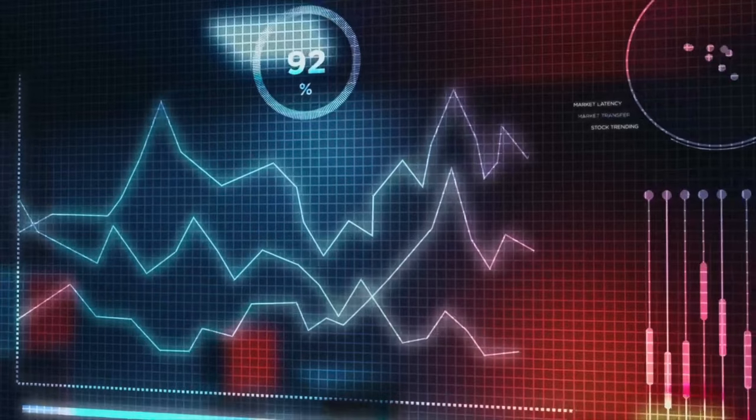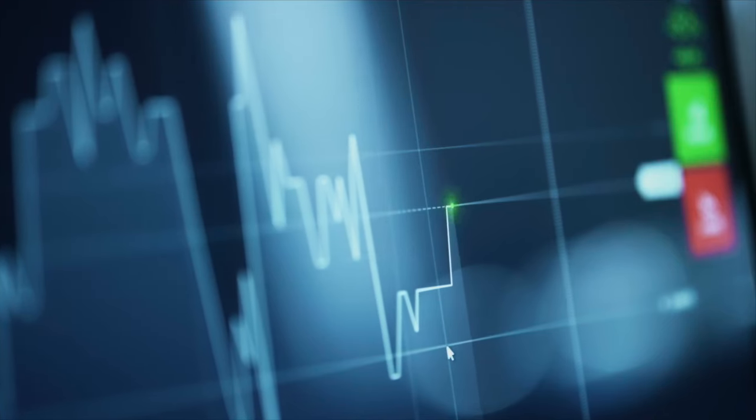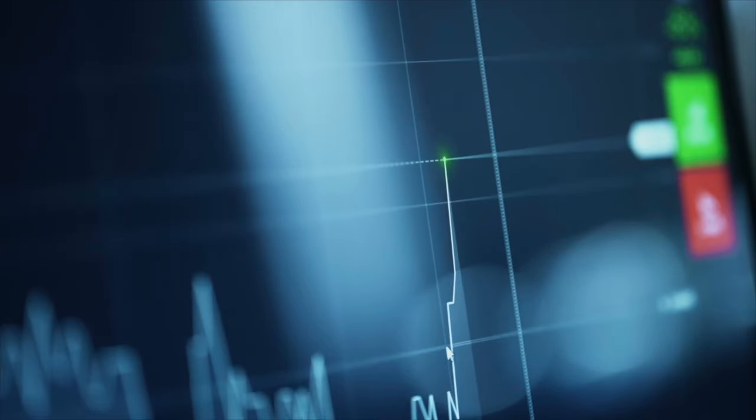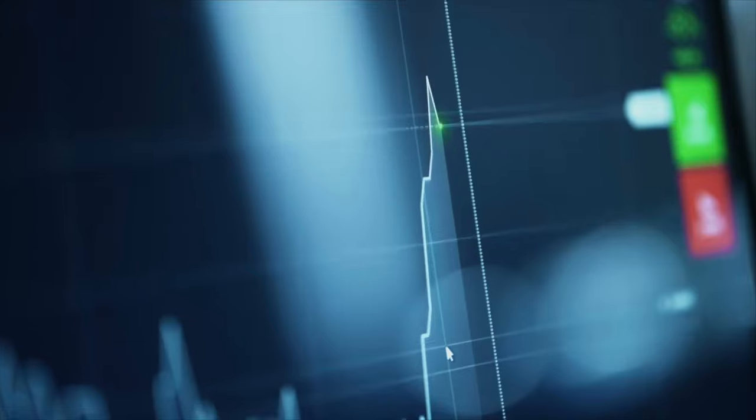But even with all the technology in the world, the most powerful tool remains the human mind. The ability to interpret information, control emotion, and act with confidence.